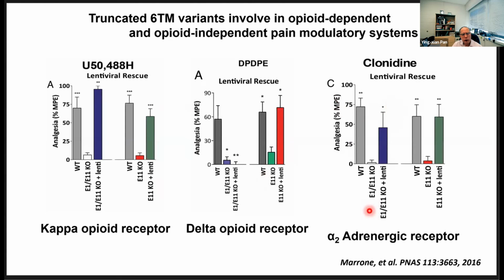Clonidine is an alpha-2 adrenergic receptor agonist. In both the double knockout and the E11 knockout, the clonidine analgesia was lost, but the lentivirus rescues the clonidine analgesia, suggesting the 6TM variant derived from the mu opioid receptor can be involved in clonidine analgesia.